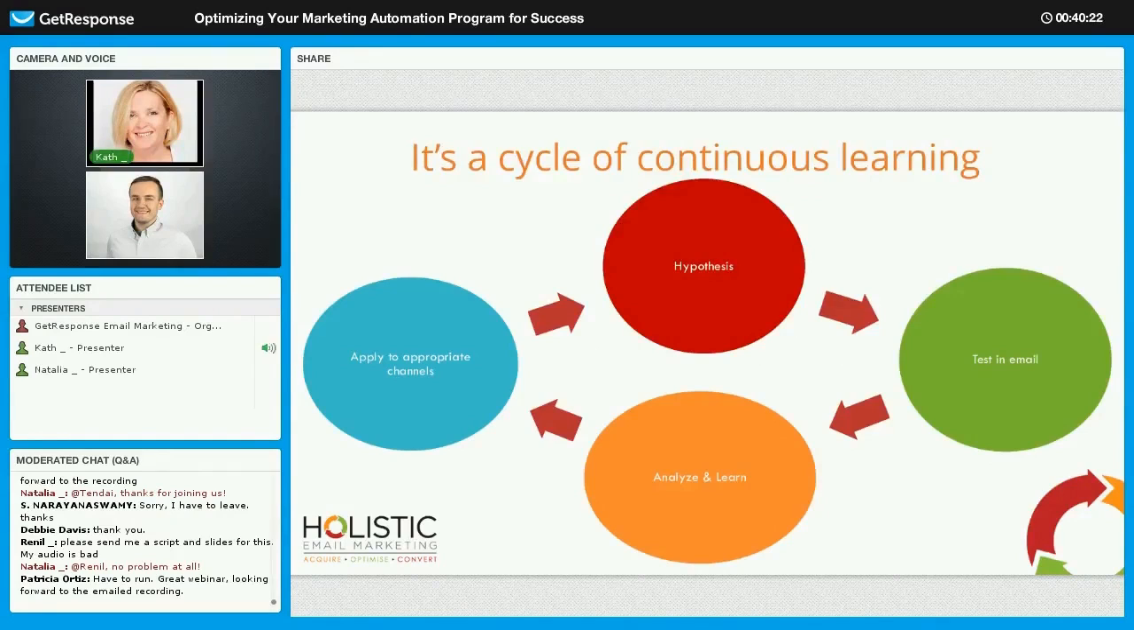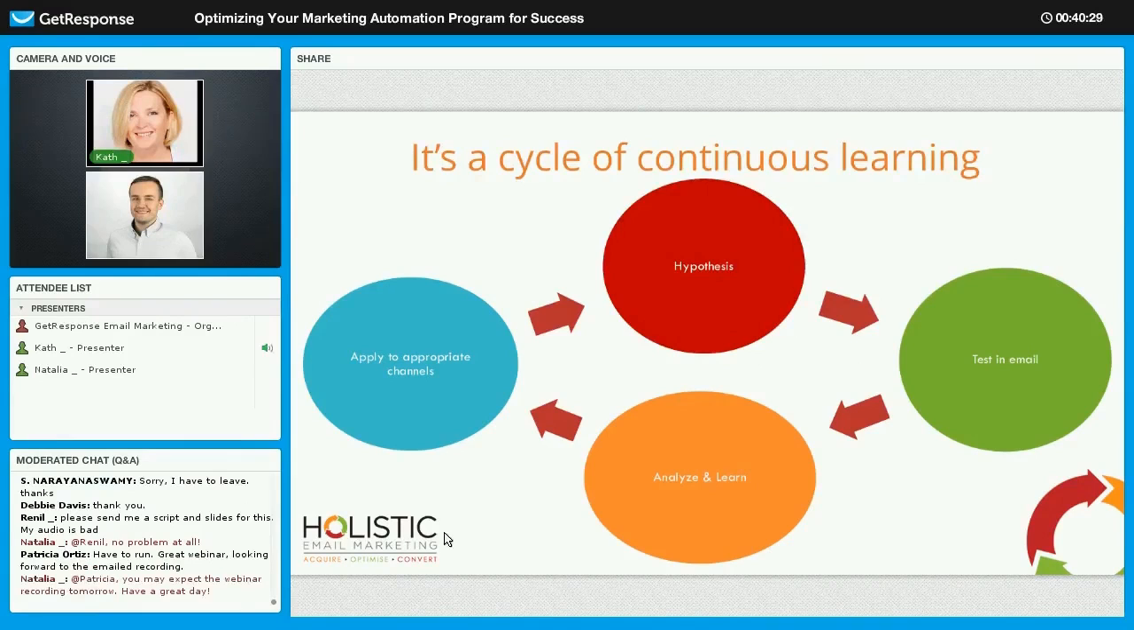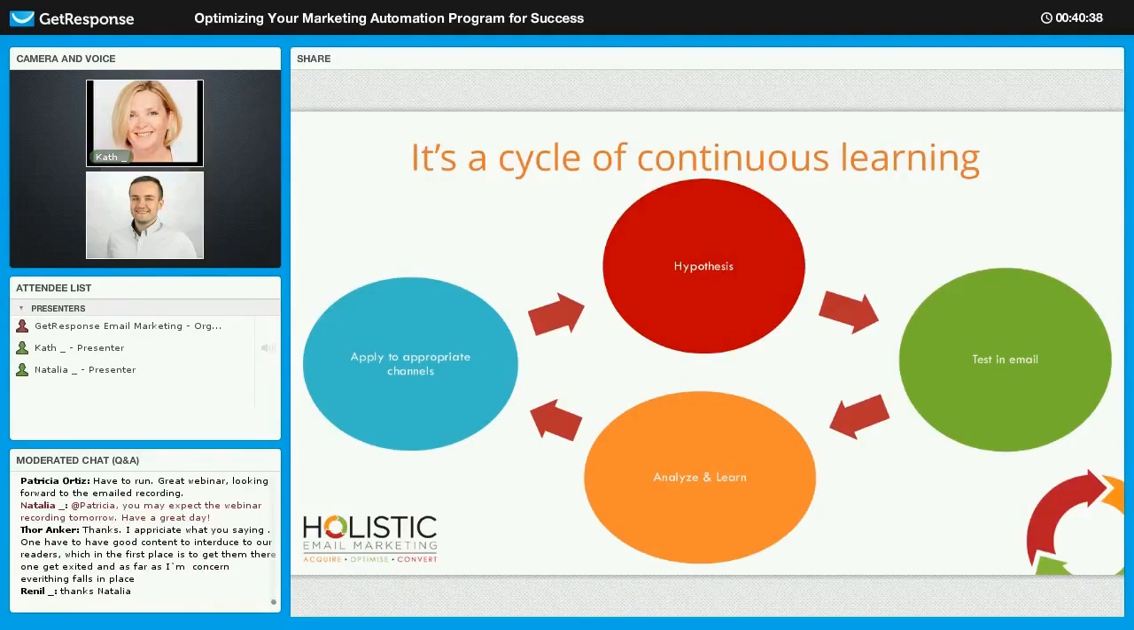But we need to understand it's just a continuous cycle, a continuous cycle of learning. You have your hypothesis, you test in email, you analyze and learn from it. You can apply those results to the appropriate channels, including, of course, your marketing automation programs. And then back to hypothesis again, and just keep going around and around. You never, ever stop testing, because once you stop testing, that's when things get a bit static. You want to be continually learning about your audience.